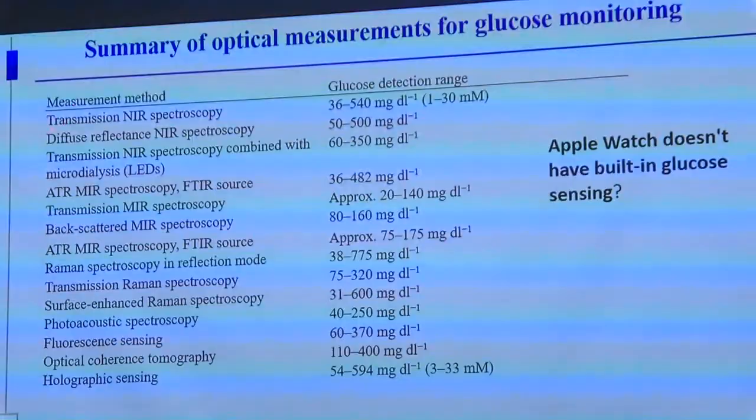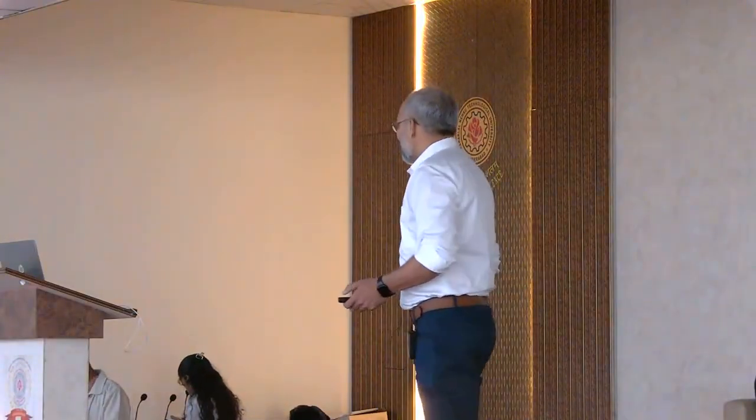So here you can see very complicated technologies or methods like transmission NIR spectroscopy, and here NIR is near infrared spectroscopy. And then you have diffuse reflectance NIR, transmission NIR, ATR MIR, transmission MIR, backscattered MIR, Raman spectroscopy, transmission Raman spectroscopy, surface enhanced Raman spectroscopy, fluorescence sensing, optical coherence tomography. There is something else.